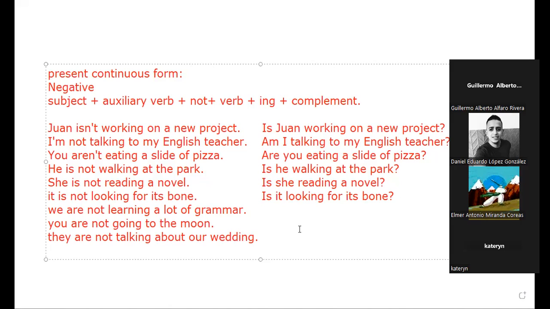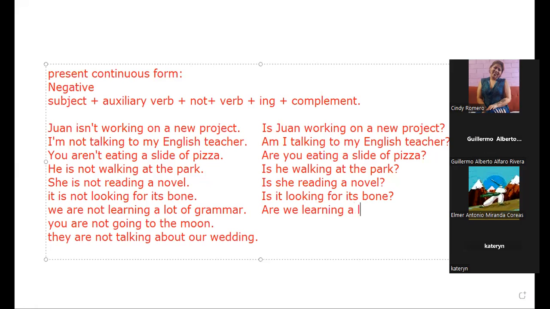Daniel? Are we learning a lot of grammar? Learning a lot of grammar. Grammar, yeah. Y la otra sería, aren't we learning a lot of grammar? Aren't we learning a lot of grammar? Very good, excellent.